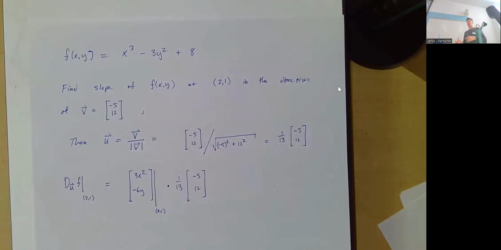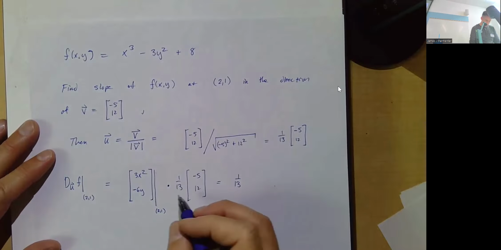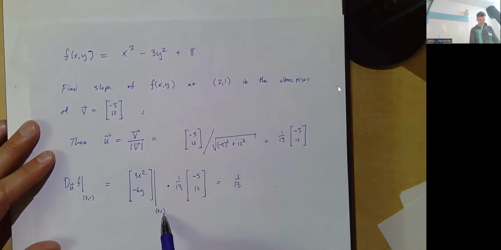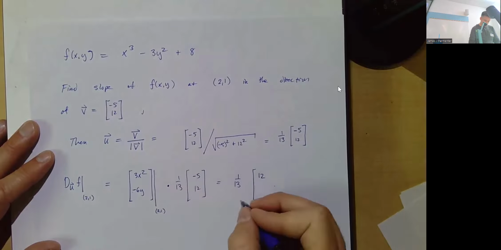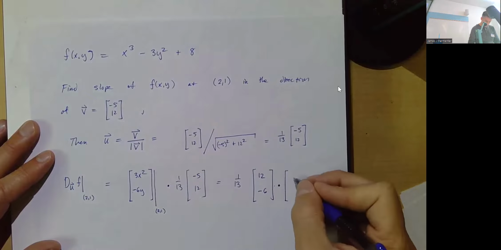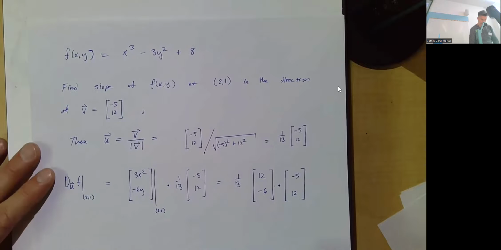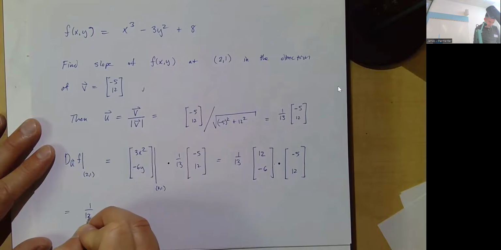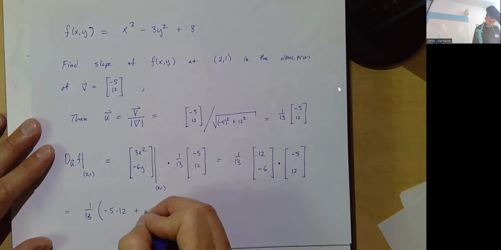Constant multiples can come out, you can put them anywhere in the process of the dot product. So I would probably rewrite this as 1/13 times the dot product of, now plugging in 2 for x and 1 for y, 3 times 2 squared is 12, -6 times 1 is -6. So we got 1/13 times the dot product of the vector 12, -6 and -5, 12. So let's see, calculating that, I'm going to get 1/13 times 12 times -5, plus -6 times 12.